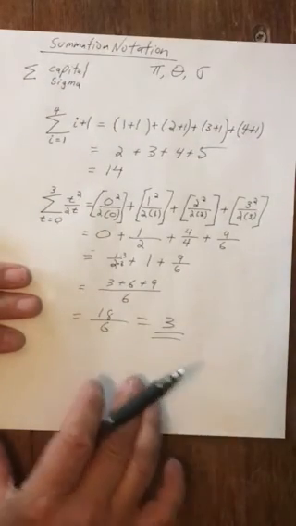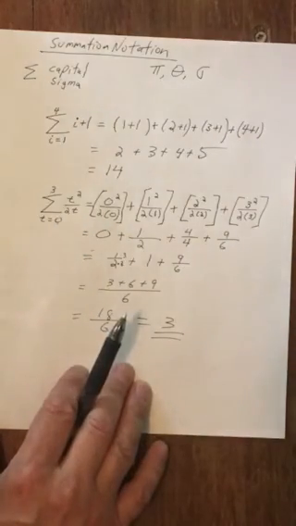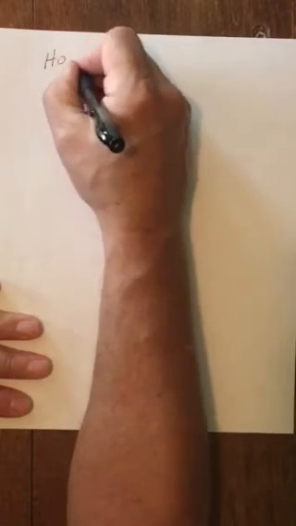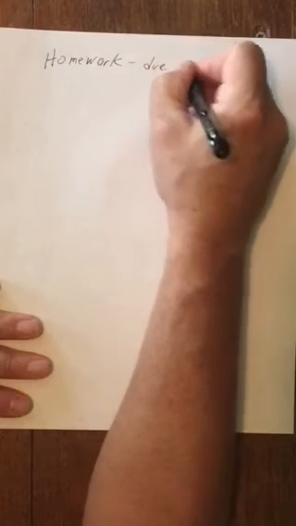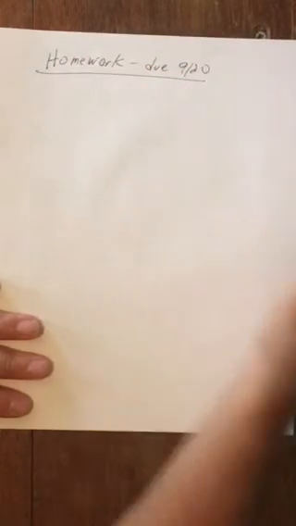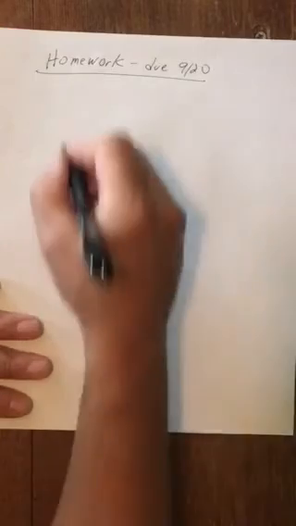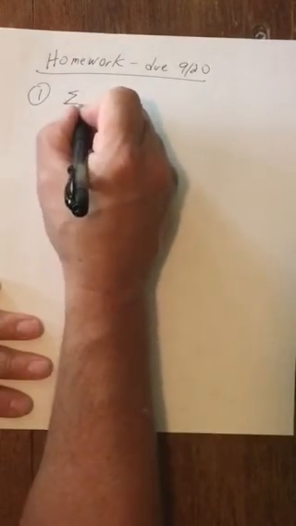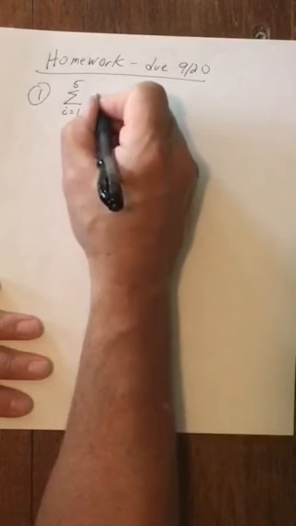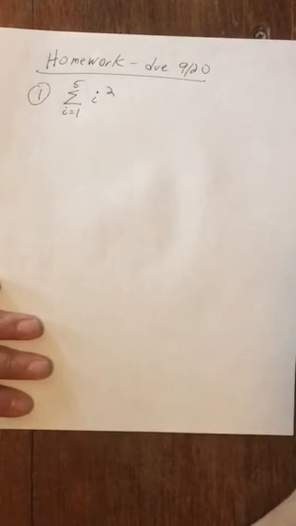All right, so for homework, it's going to be due on September 20th, 9/20. Let's do 3 problems. The first one will be sigma, i equals 1 to 5, and it's i squared.